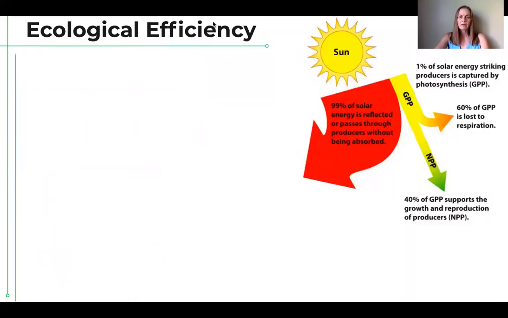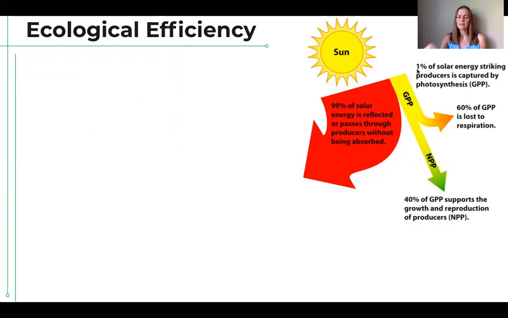Okay, so when we look at efficiency, the sun provides many kilocalories of energy to our planet every year, but only 1% of the energy that actually hits leaves is captured by photosynthesis. 1%. 99% of that solar energy is reflected or passes through our producers without being absorbed.